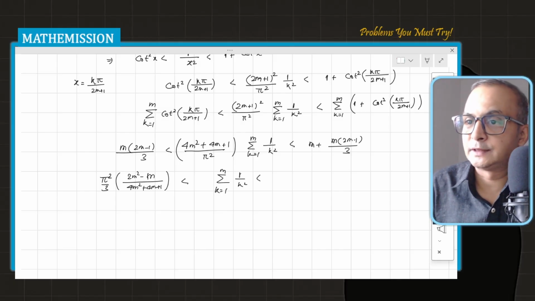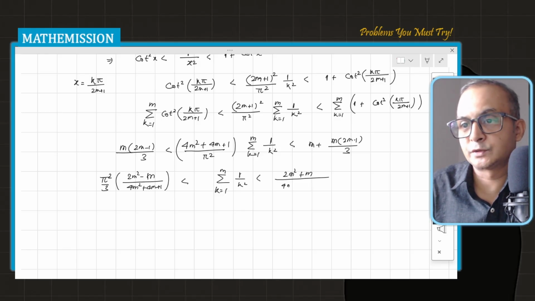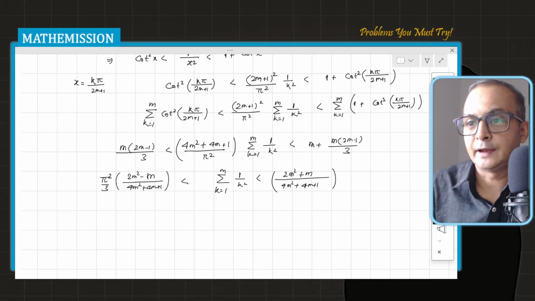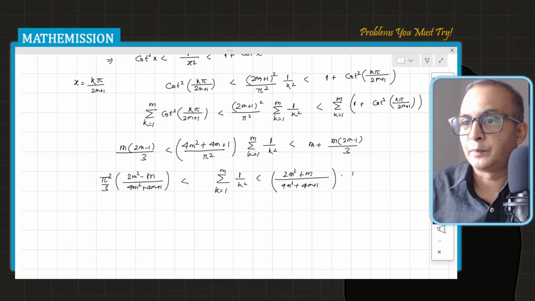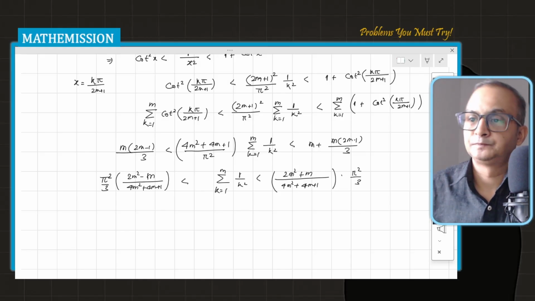And this is going to be 3m, the 2m square. So this will give me 2m square plus m by, again, the same thing here, 4m square plus 4m plus 1. And this 3 was already there, so it will become pi square by 3.